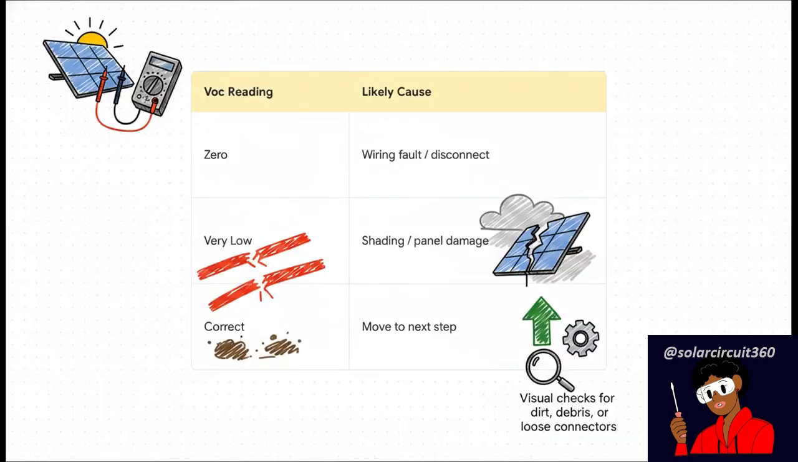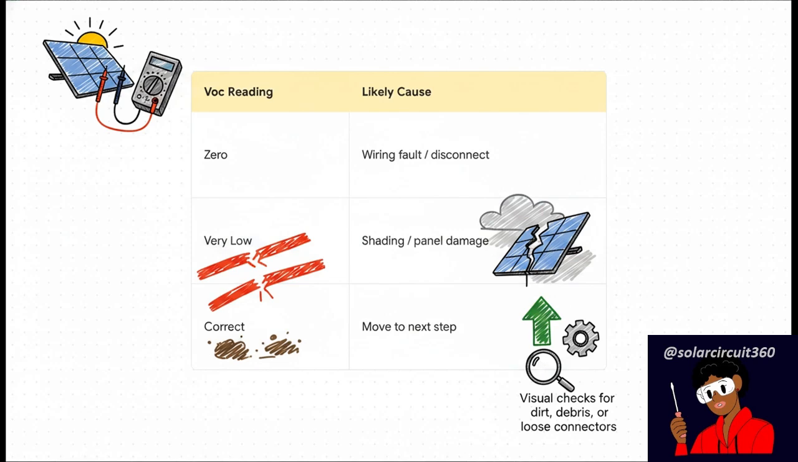Okay, so after you safely disconnect your panels, the first thing you'll do is measure the open circuit voltage, or VOC. That's just a fancy way of saying the voltage a panel makes with nothing connected to it. And as you can see here, the results tell a story. If you're getting 0 volts, you've probably got a wiring fault somewhere. If it's super low, you might be looking at shading or even panel damage, but if it matches what's on the back of the panel, you're golden.